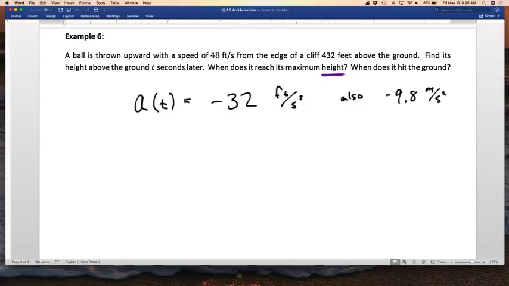Okay? That's a helpful number, not for this problem, but in general. The reason I know I'm not using it in this problem is because everything I have is feet or feet per second. So I want my acceleration to be in those units as well. But if they give you a problem with meters or centimeters for height, then you want to start with the negative 9.8.